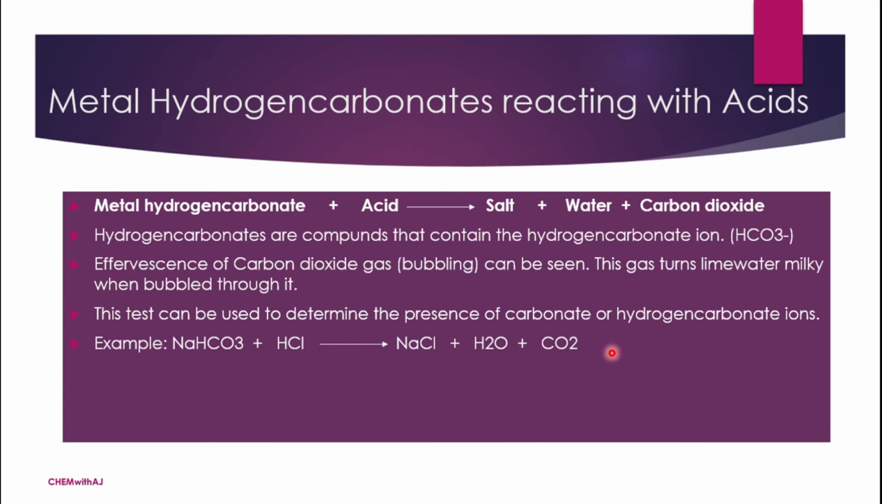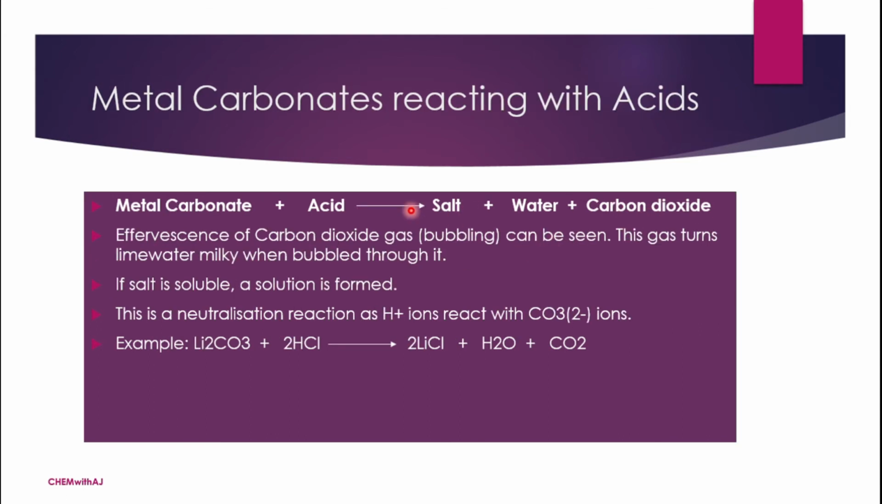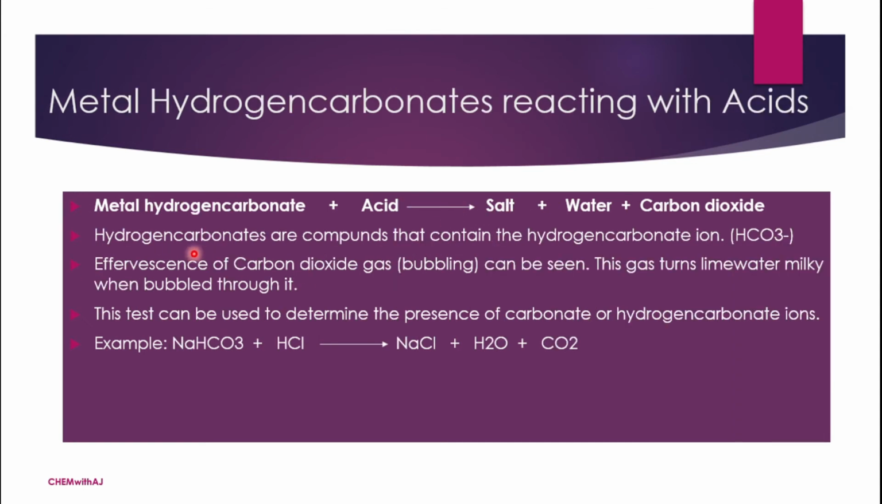Next we have metal hydrogen carbonates reacting with acids. Metal hydrogen carbonate plus acid will always give us a salt plus water plus carbon dioxide gas. It's pretty much the same as the products obtained with metal carbonates. This is the general equation. Hydrogen carbonates are compounds that contain this ion. This HCO3- ion is called the hydrogen carbonate ion.